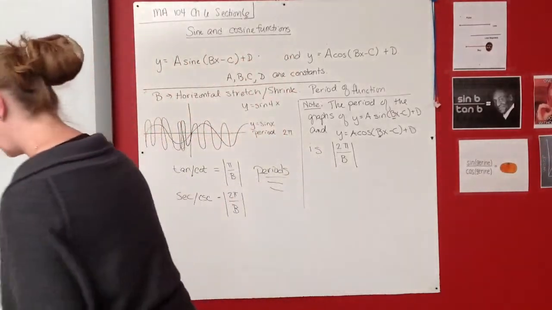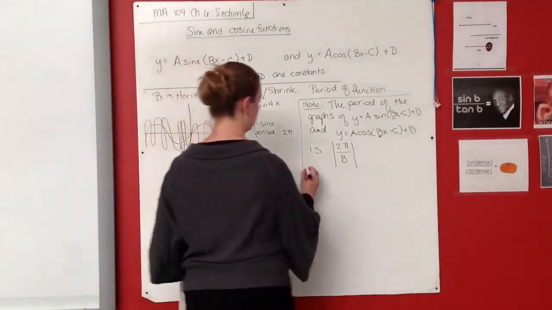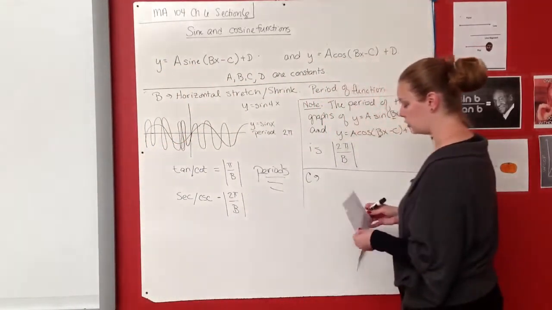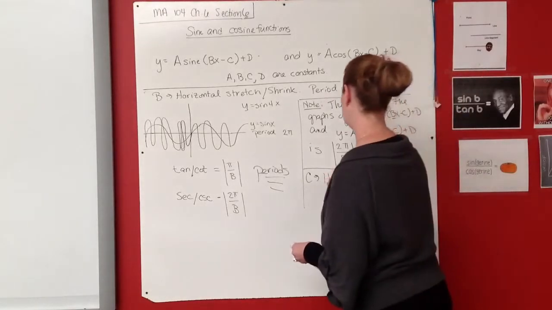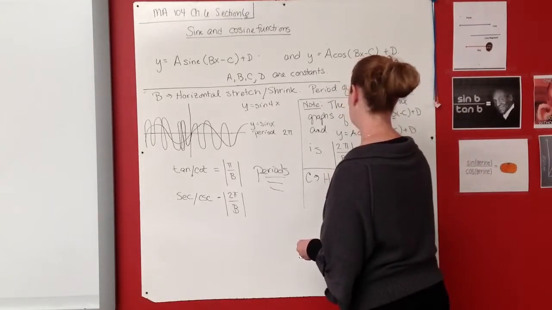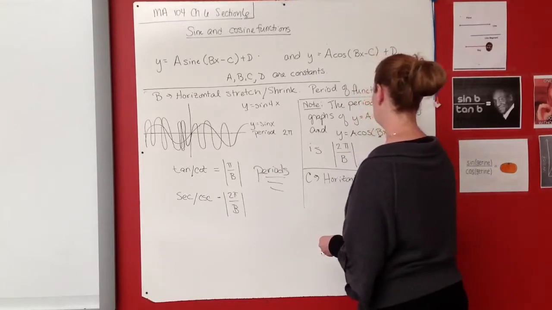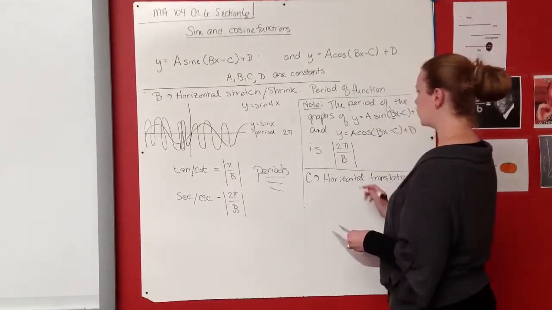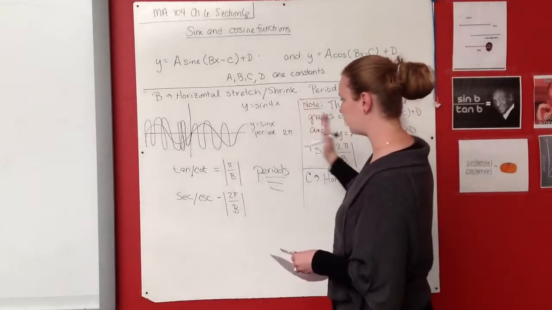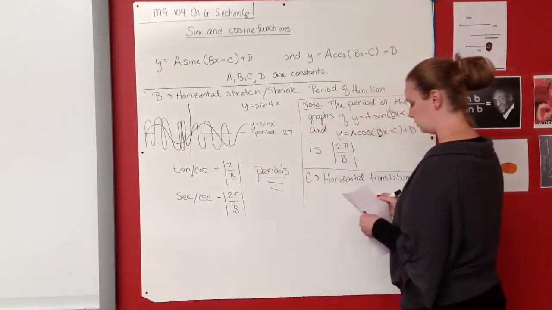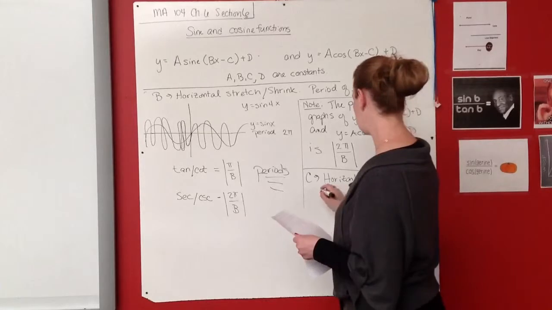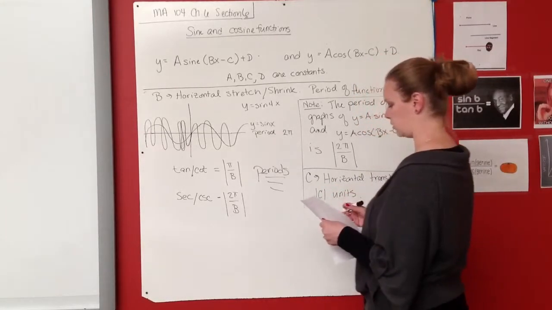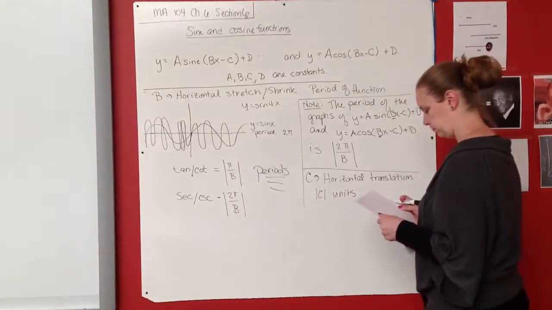All right, now, the variable c, or the constant c, is your horizontal translation, which is how far you move the regular graph to the left or to the right, okay? The translation is c units, the absolute value of c units, okay?